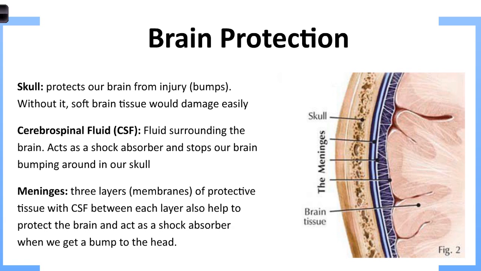So here we go. Skull, cerebrospinal fluid, and meninges, 3 layers of membranes with a bit of cerebrospinal fluid between each. And again, they help to protect the brain slightly.